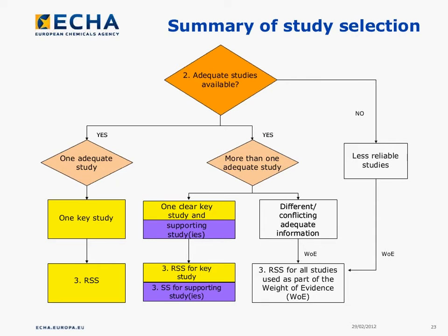If you have more than one key study where the information is either different or conflicting, or if you have less reliable studies, then robust study summaries will be required for all the studies which are used as a part of a weight of evidence.